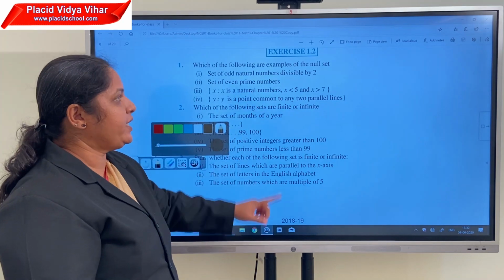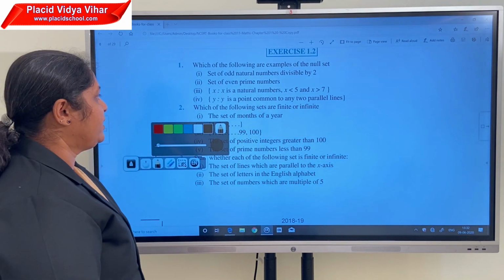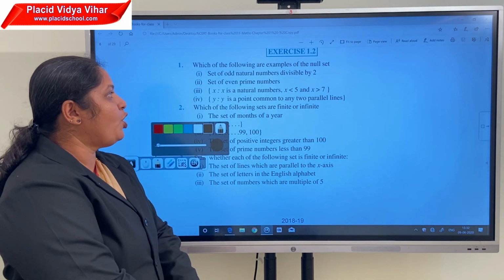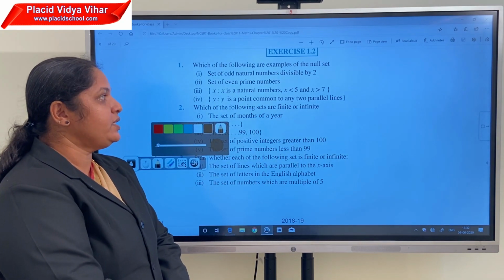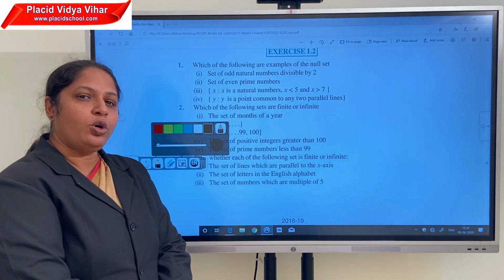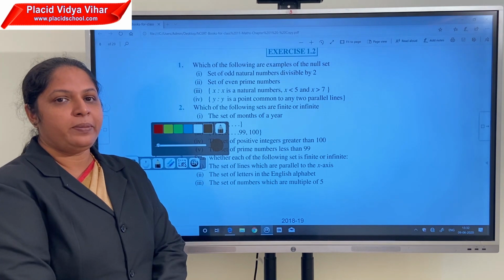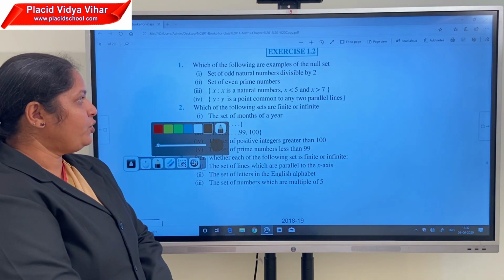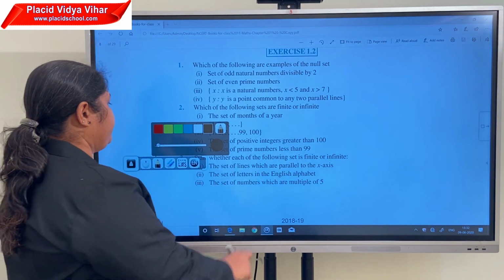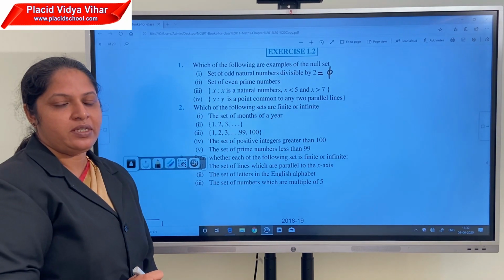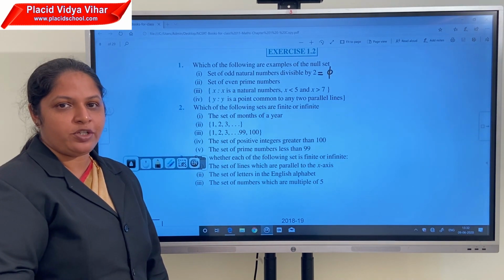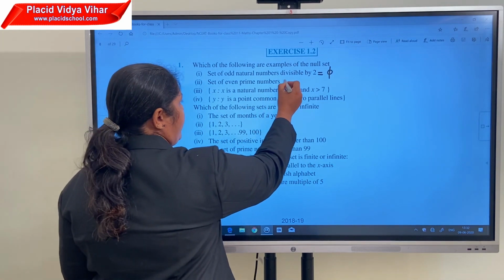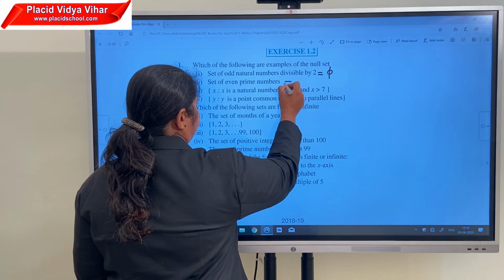Which of the following are examples of a null set? First one, the set of odd natural numbers divisible by 2. We all know that no odd number can be divided by 2. Therefore, that set is a null set. Set of even prime numbers: 2 is an element of that set. So, it is not a null set.